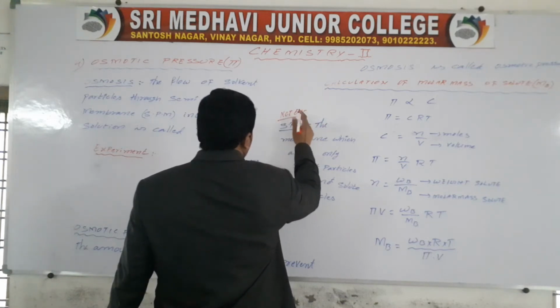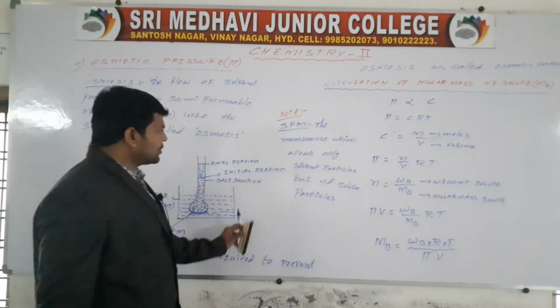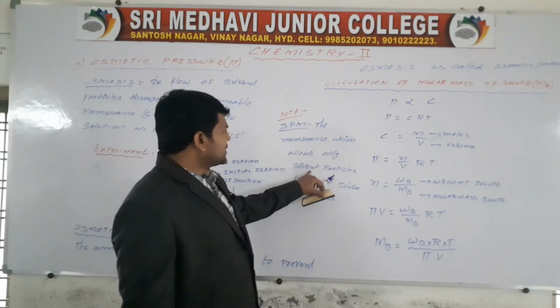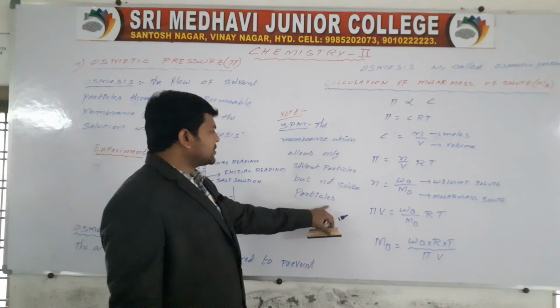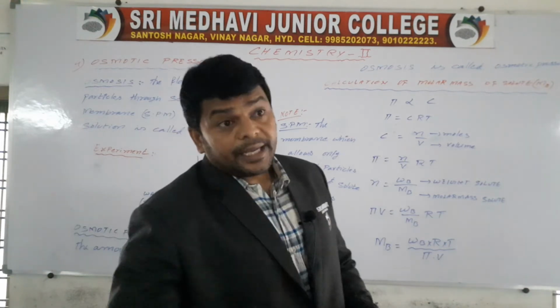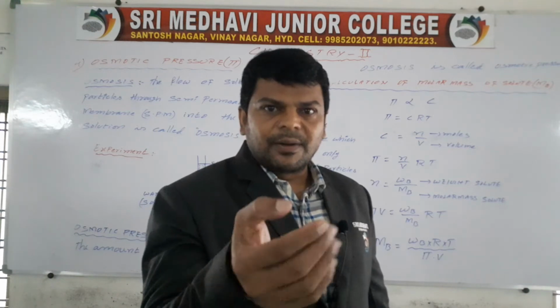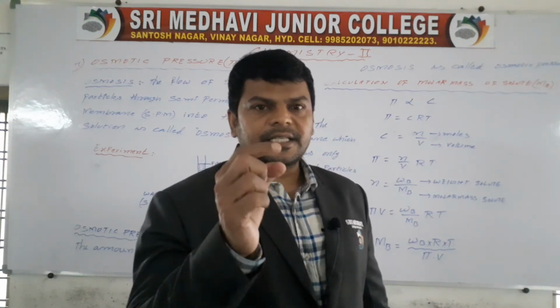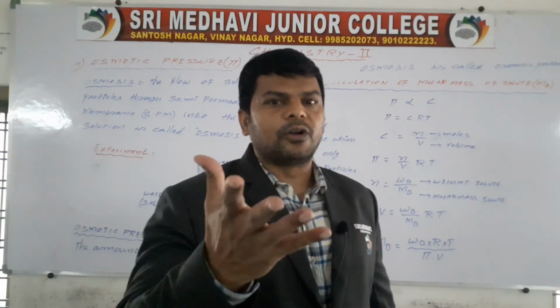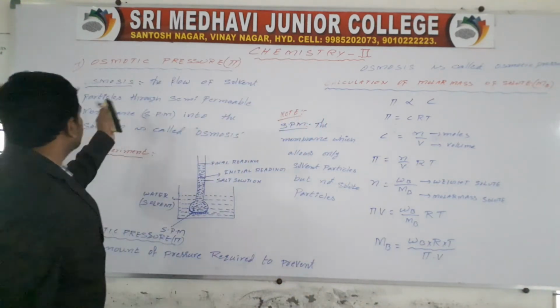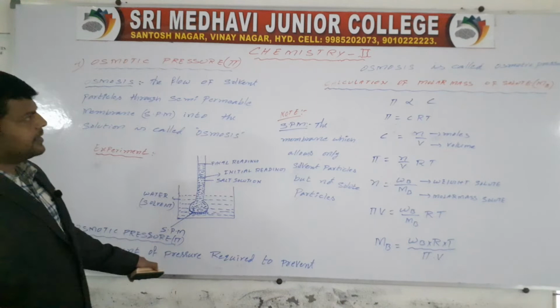Here you have to write a note. In that note you may write: the membrane which allows only solvent particles but not solute particles. It allows only solvent particles because the size of the solvent particles is less and the size of the solute particles is more. That's why it does not allow solute. So it is nothing but osmotic pressure.